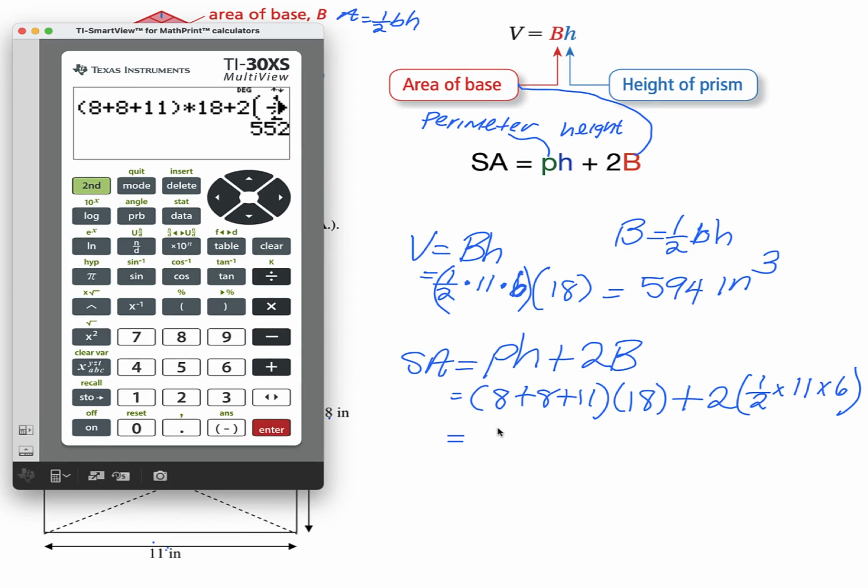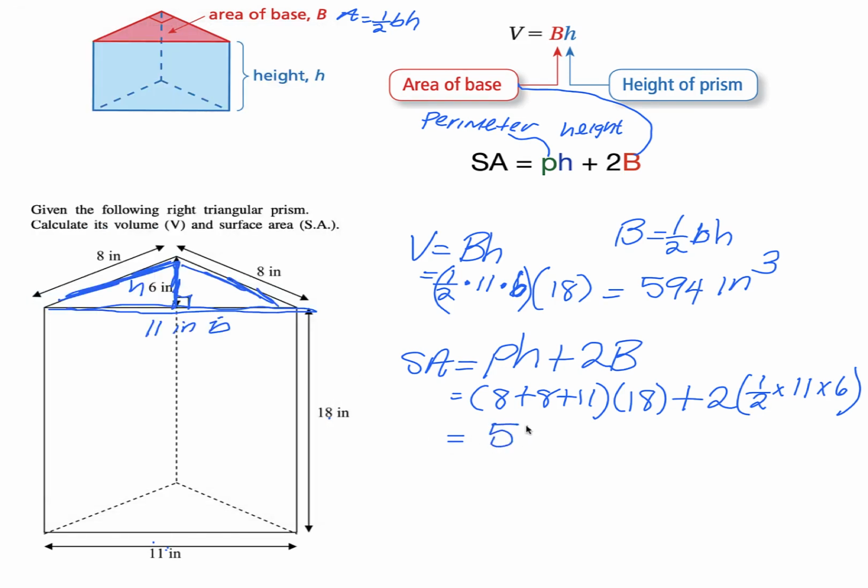And our answer is 552. And because we're finding surface area, that would be in square inches. And you're finished. Let's try that again.